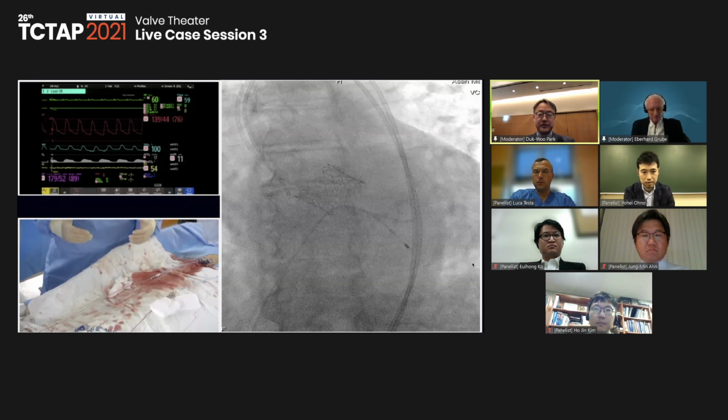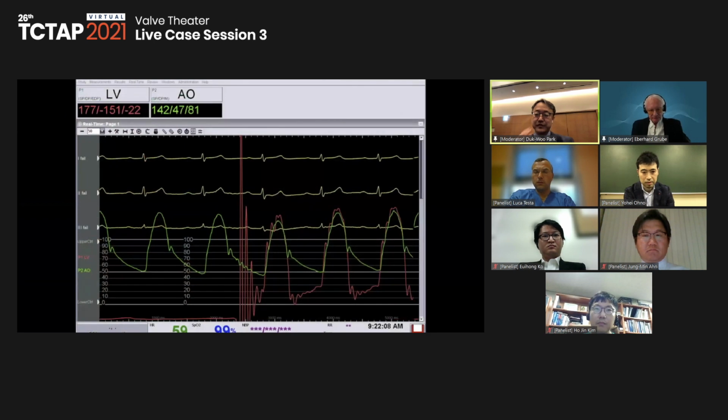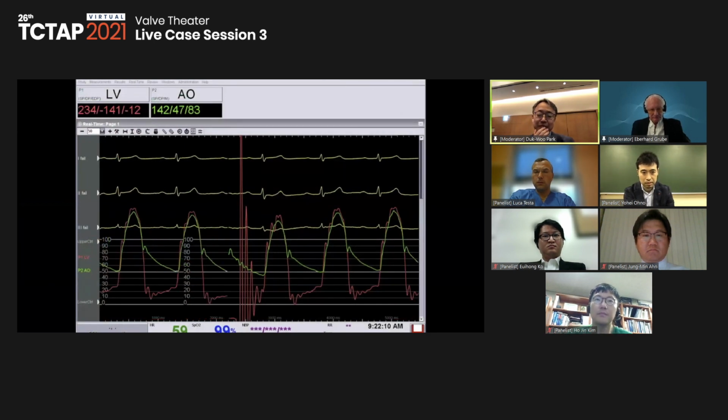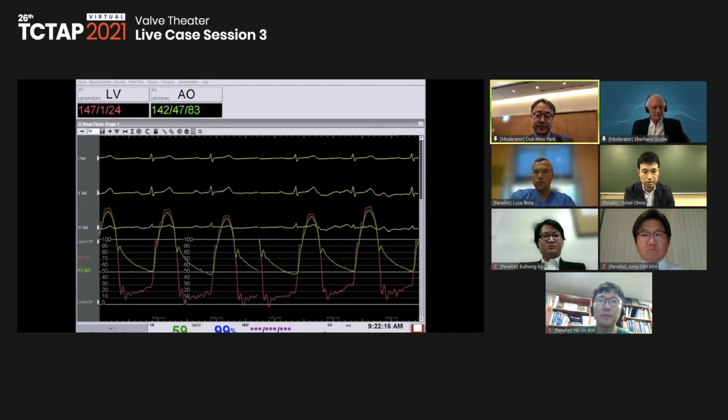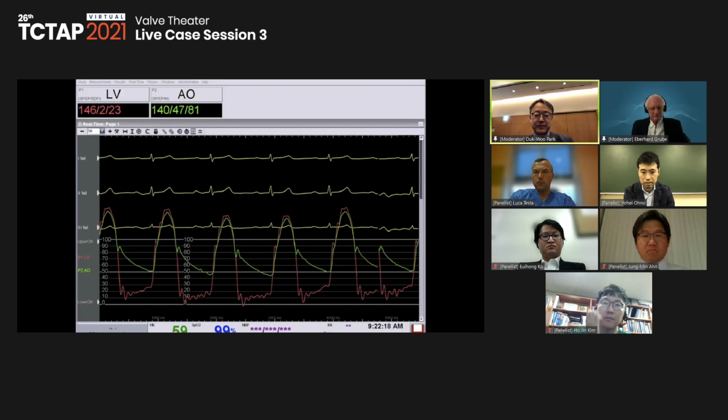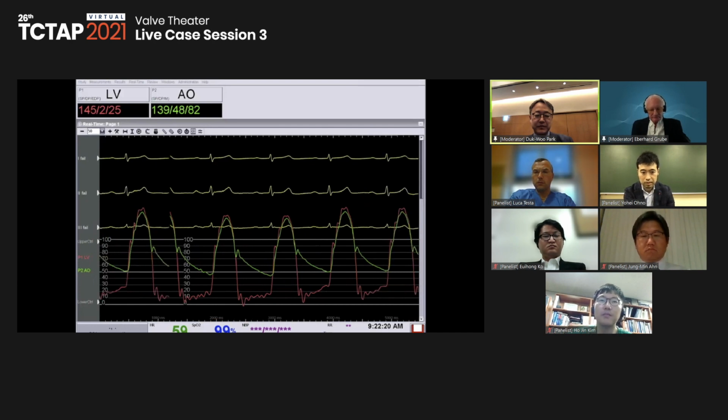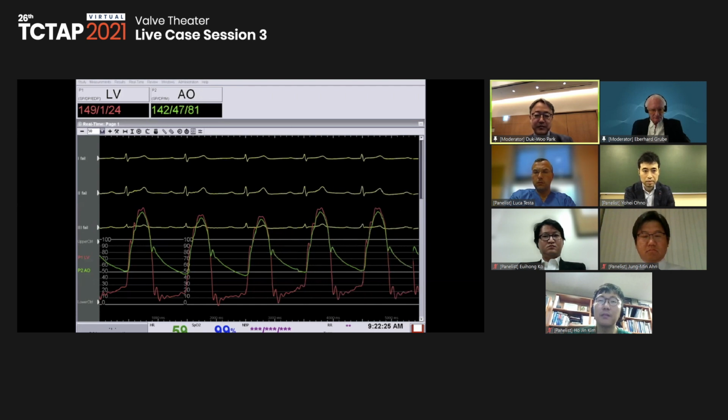Full support from our heart team, and we have a very nice cardiac surgeon. Also, this is a hybrid room, and the anesthesiologist is fully involved. This is hemodynamics. Okay, looking simultaneously at the flow diagram, the index is approximately 25, 30, and it's just minimal, more than 30, and minimal PVR.